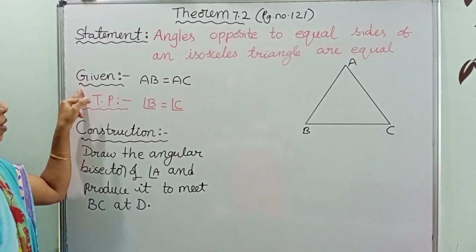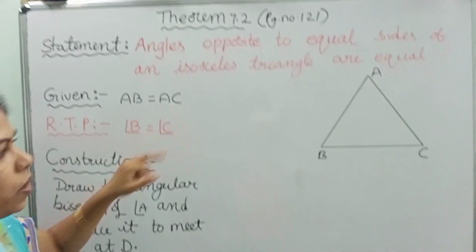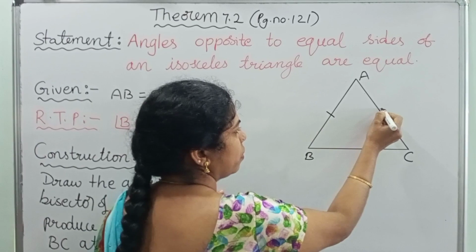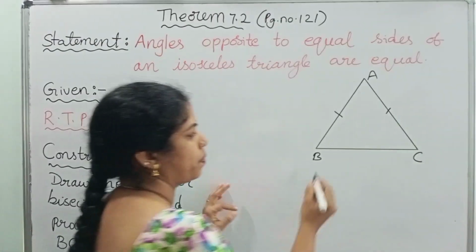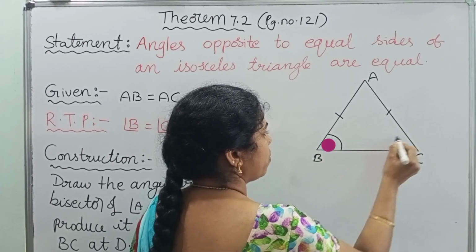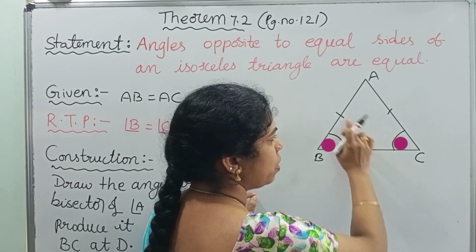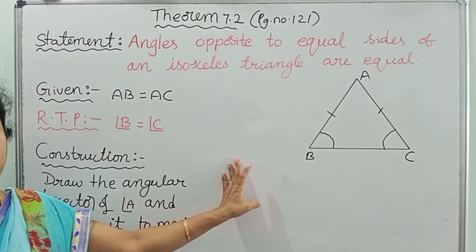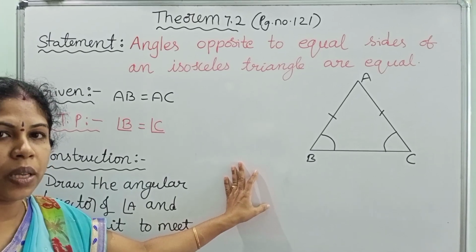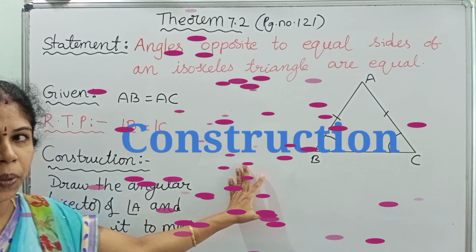What is given? In the triangle ABC, in the isosceles triangle ABC, AB is equal to AC. It is given. Required to prove is angle B is equal to angle C. These are the angles opposite to the equal sides. So, to prove some theorems and statements, we sometimes need to draw constructions on our own.